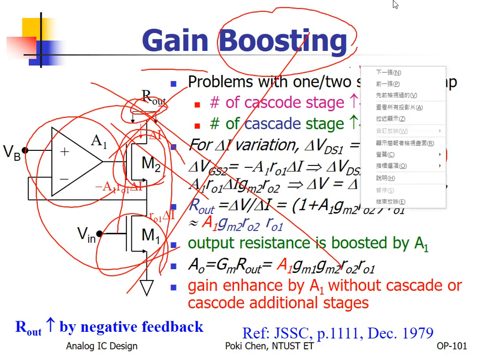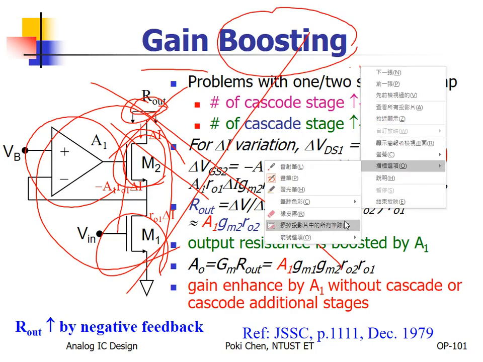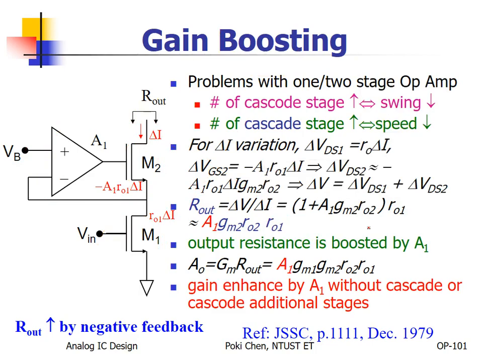Again, apply negative feedback to the cascode transistor. But never mind how large the gain is, as you know, this is only a current buffer.